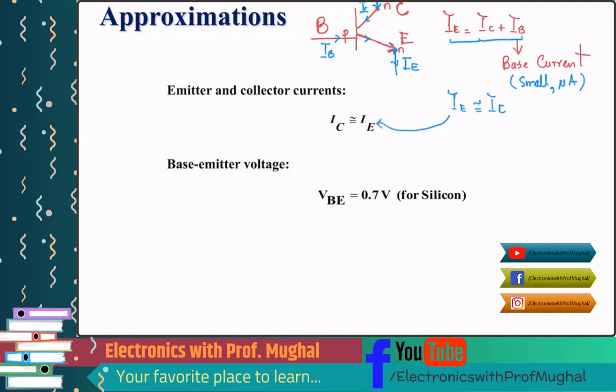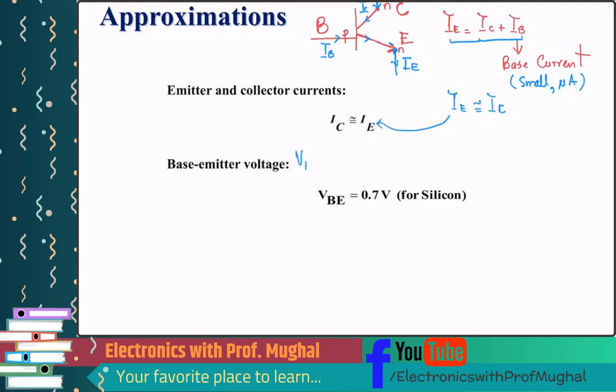Base emitter voltage is also written as VBE, which means base emitter voltage. This is also equal to VB minus VE, okay? Similarly, VCE means the collector emitter voltage. This is usually the output voltage. And this VCE is equal to VC minus VE, okay?